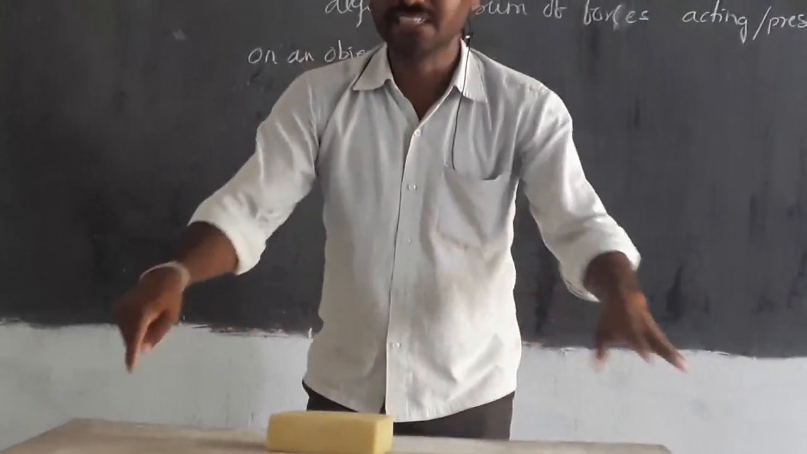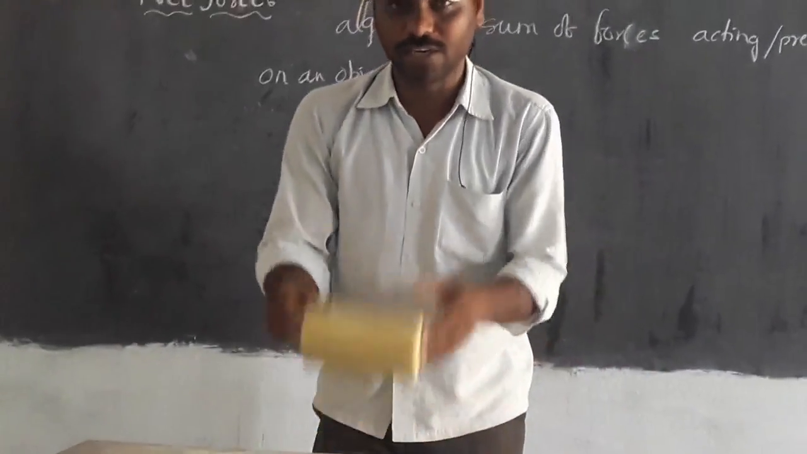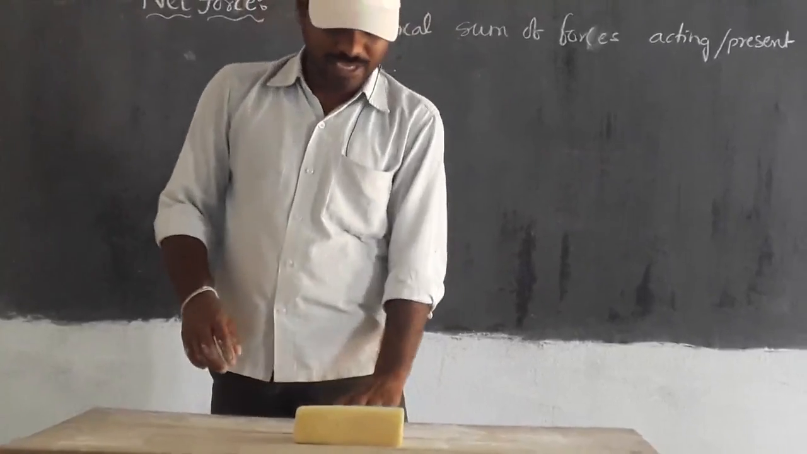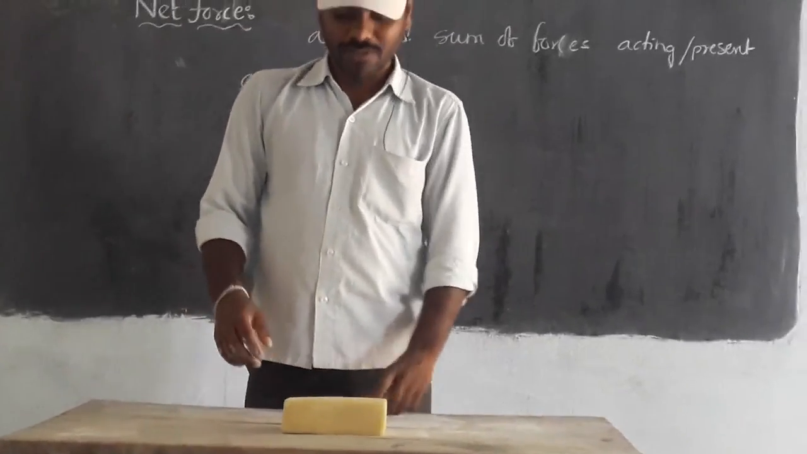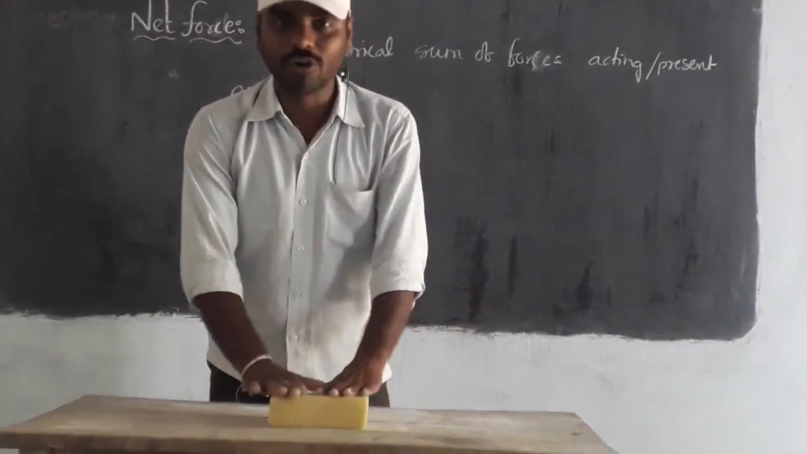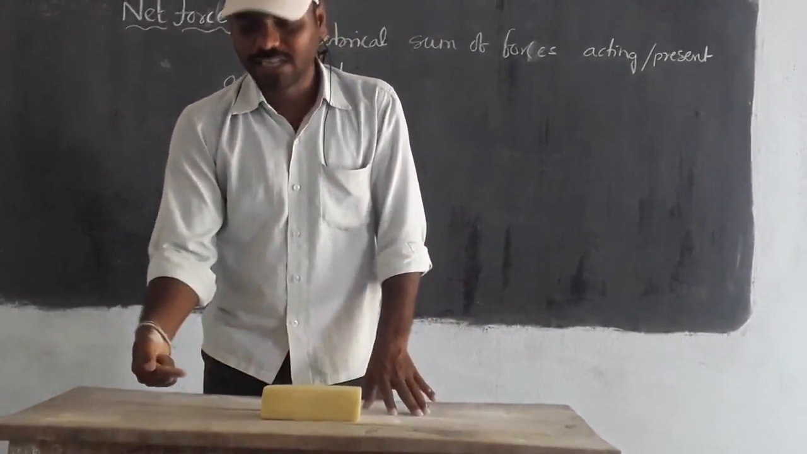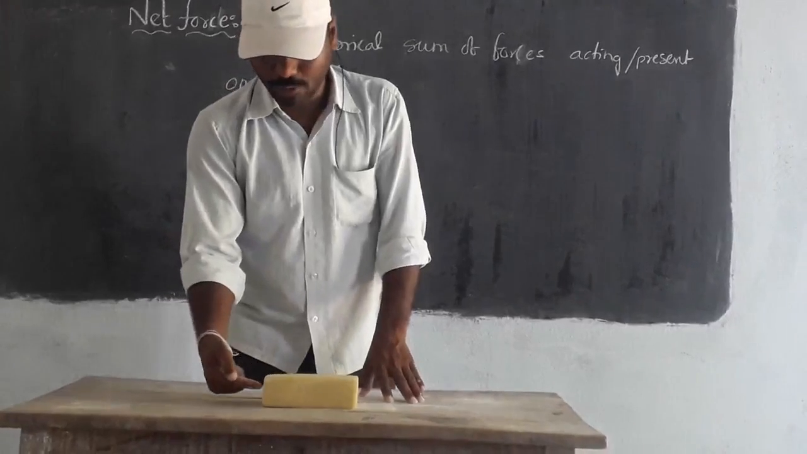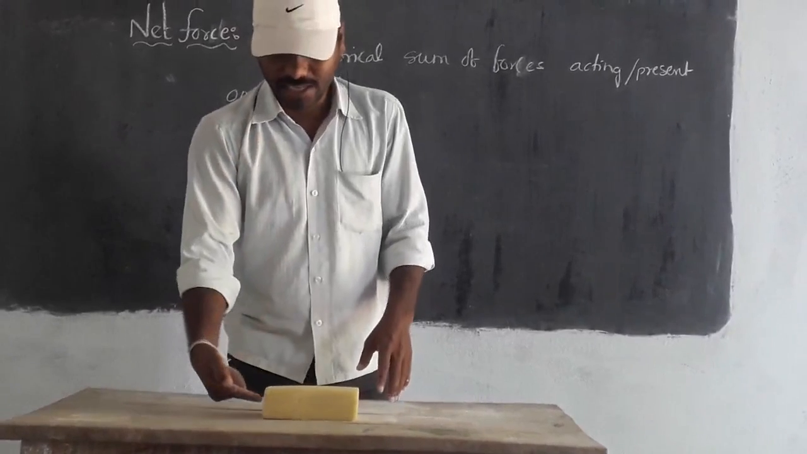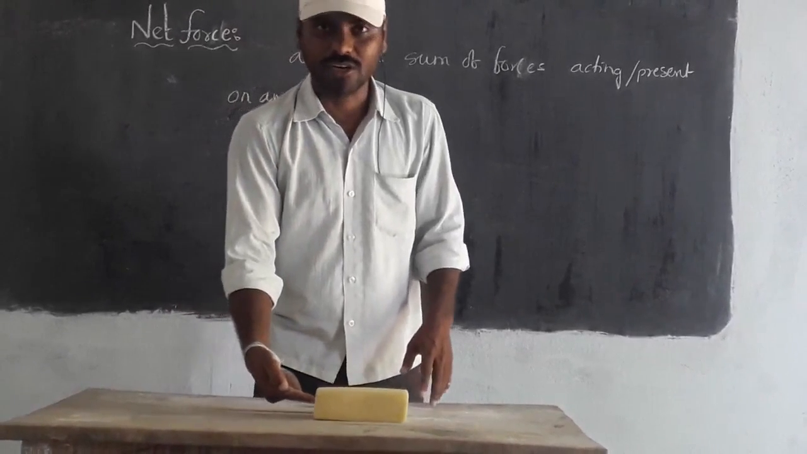First, select the table or floor. On that, we place one duster. Right? Here I am going to take one action. Simply to know about net force, first you have to take the object and apply the force on one side. Here I am applying the force from my right side, on the duster.